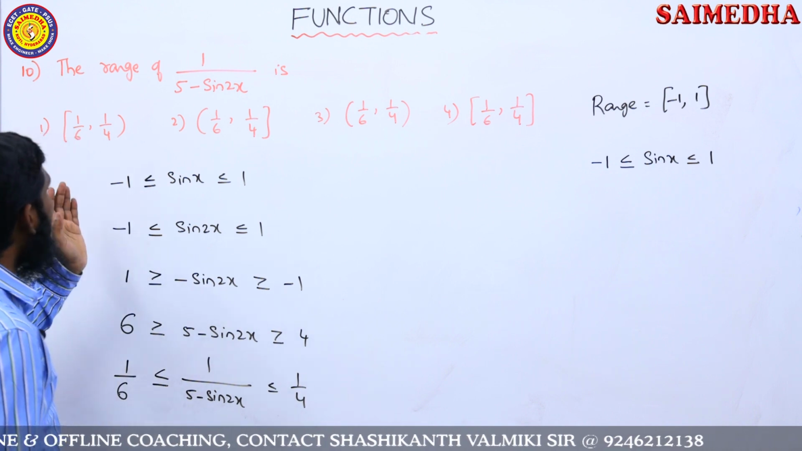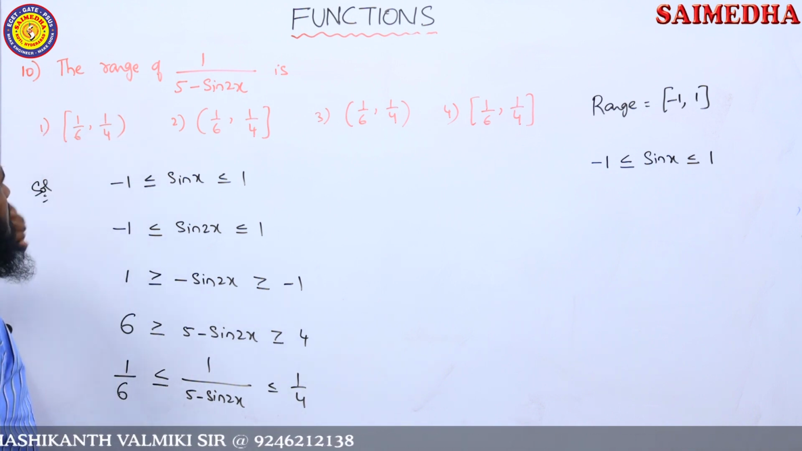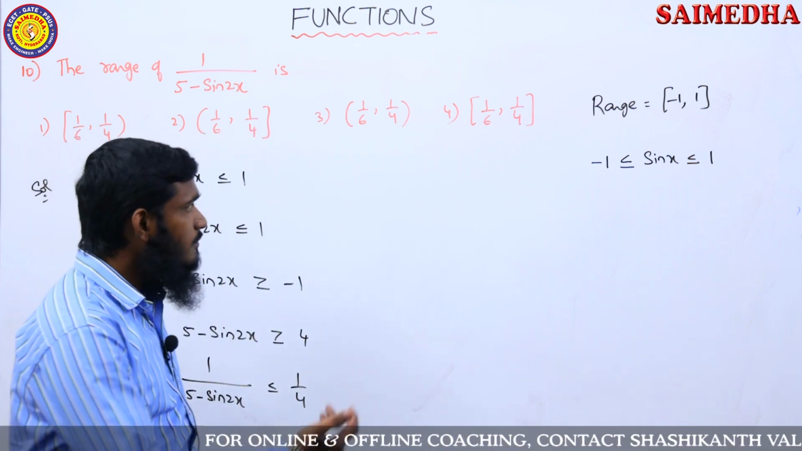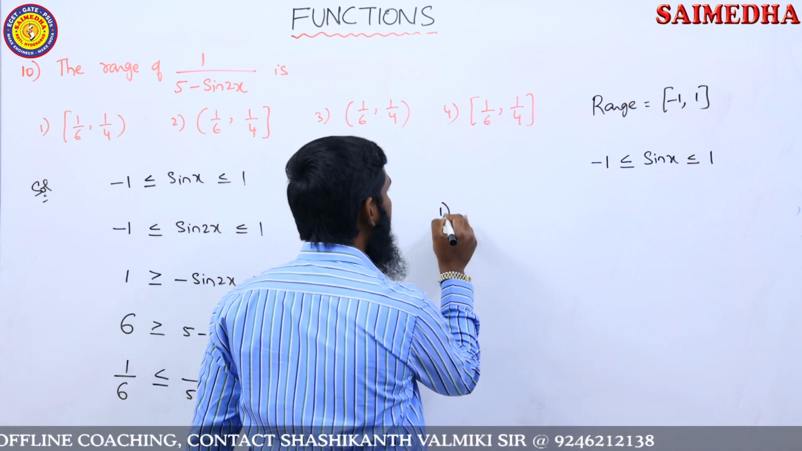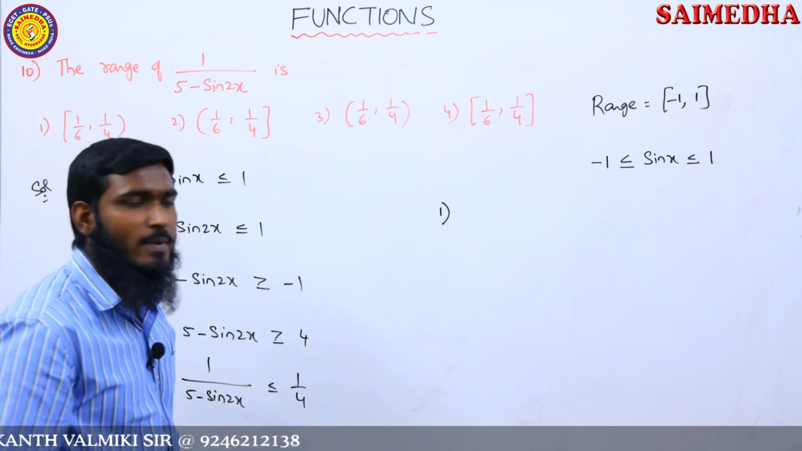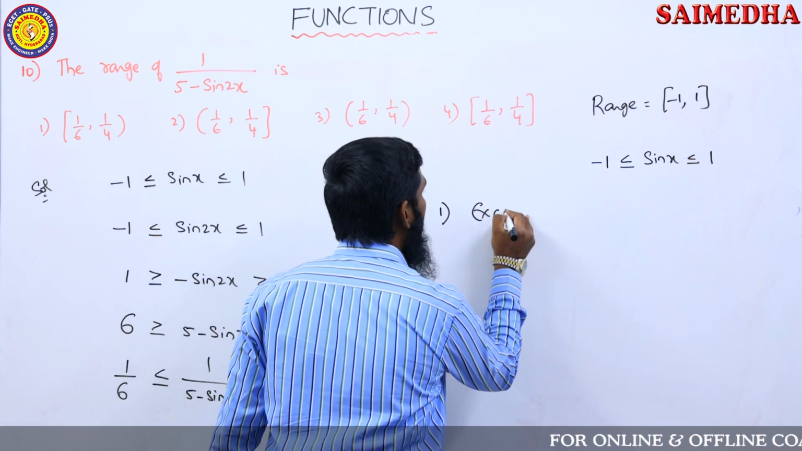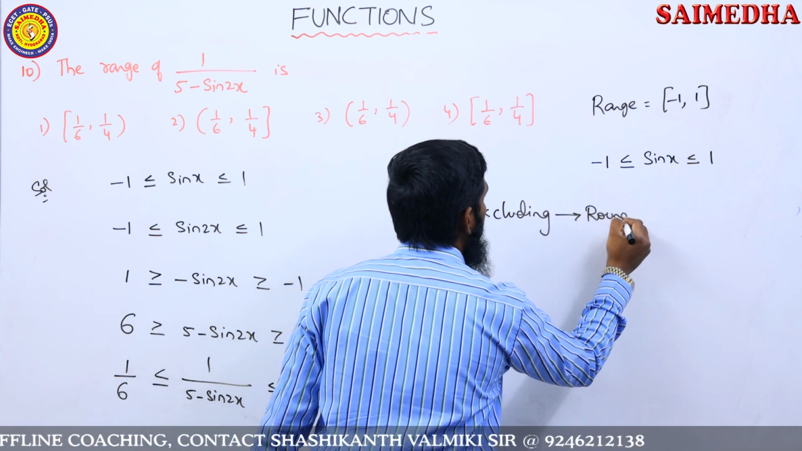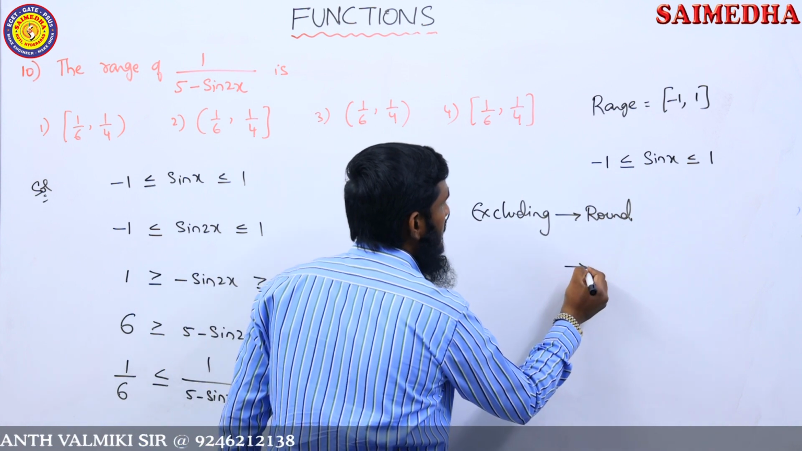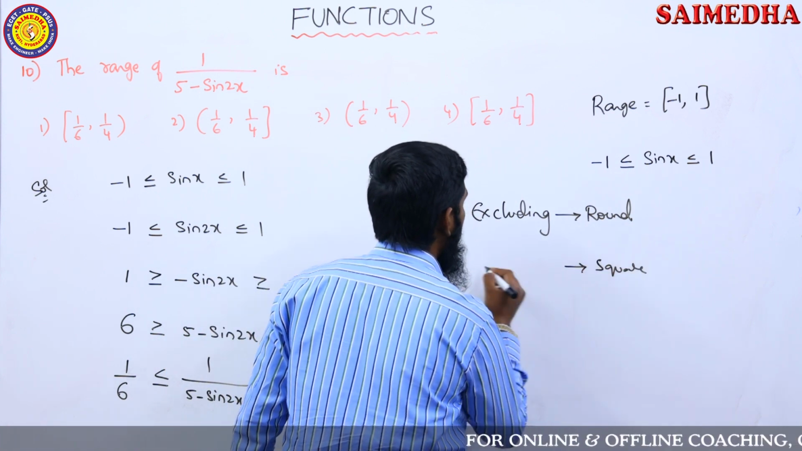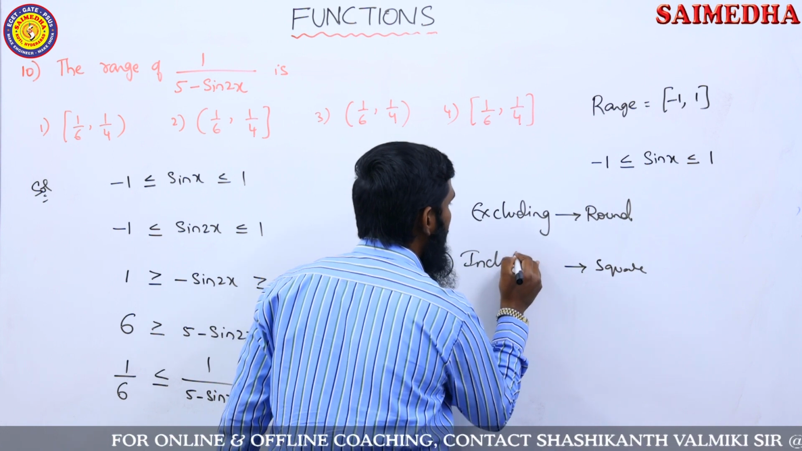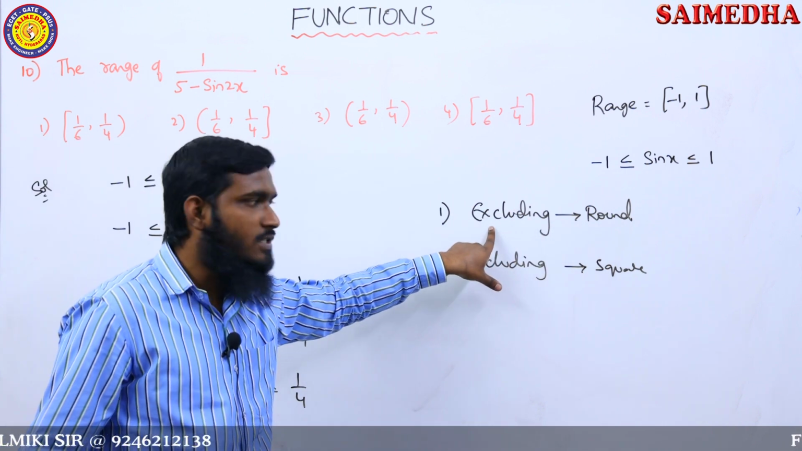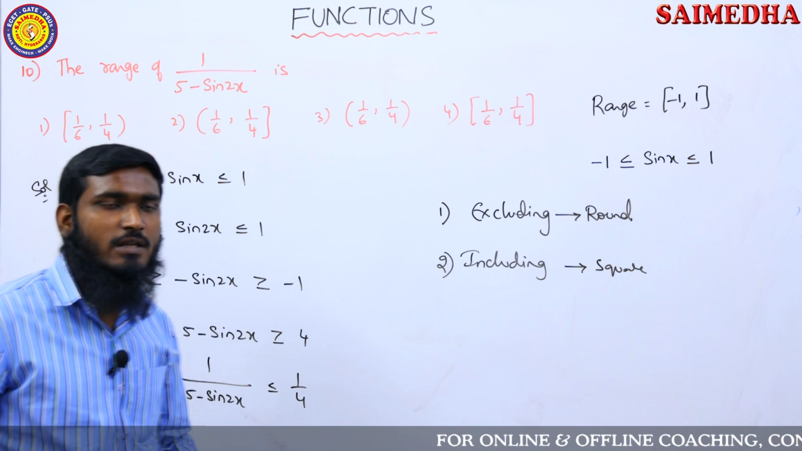Okay, in some options it is using the round bracket and in some it is using the square bracket. Now what is the meaning of round bracket and square bracket over here? If you are using the round bracket, it means excluding. If you are using the square bracket, the meaning is including.